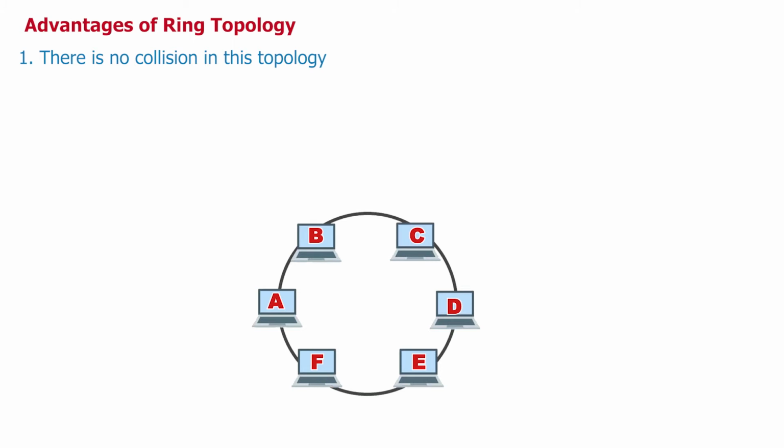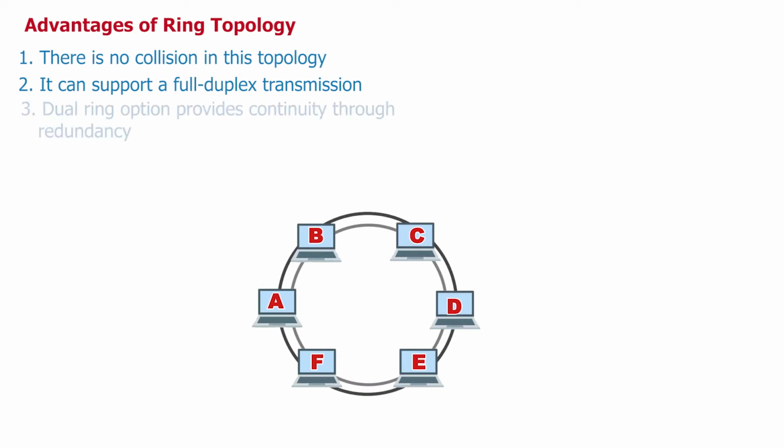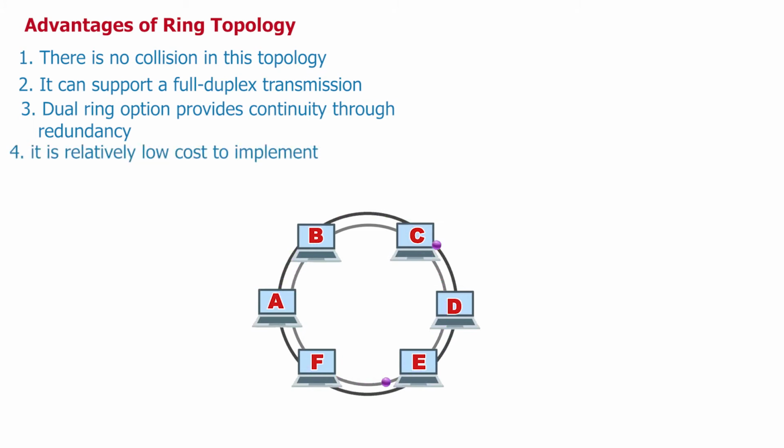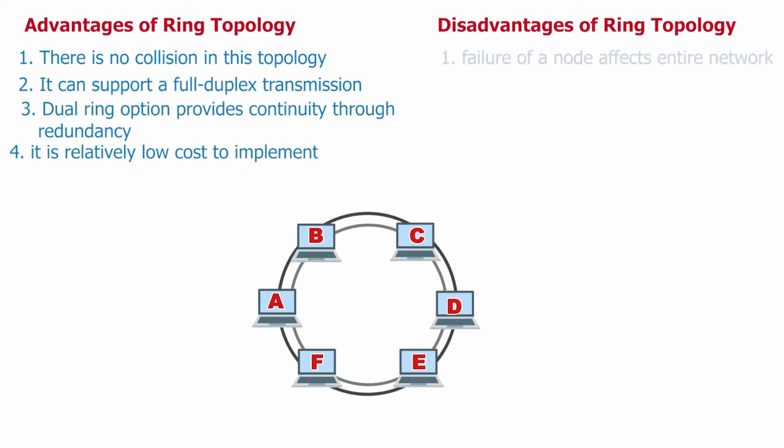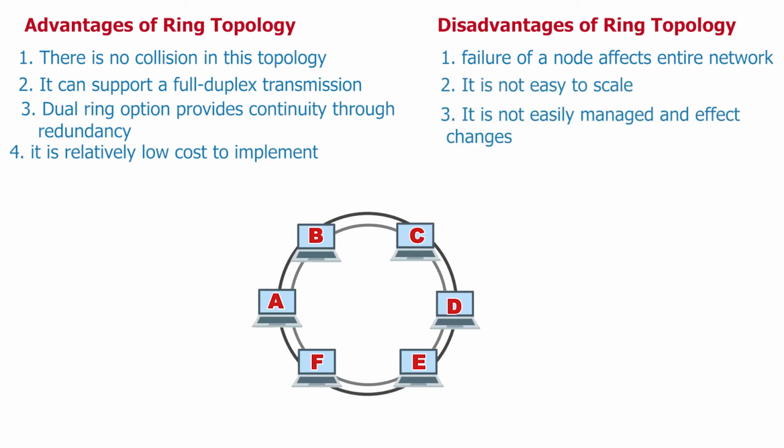It can be made to support a full duplex transmission. This is possible by connecting another cable to ensure continuity through redundancy. When this happens, data can then travel in both directions, and it is then called a dual ring topology. Cost of implementation is relatively low. To talk of disadvantages, the failure of one node can take the entire network out of operation, which means it is not fault tolerant. It is also not easy to scale. And making changes to a ring topology is also complicated because you need to shut down the entire network to effect any changes.